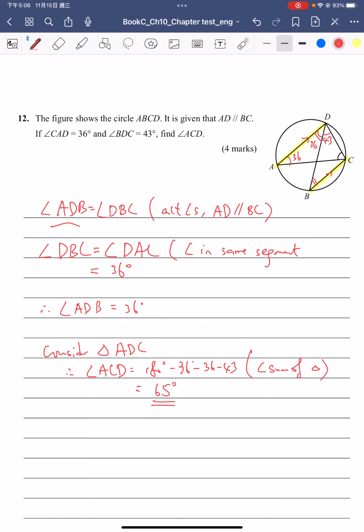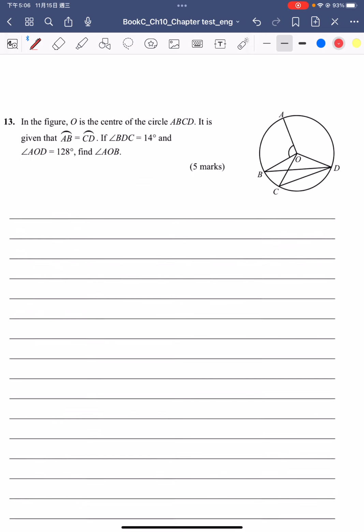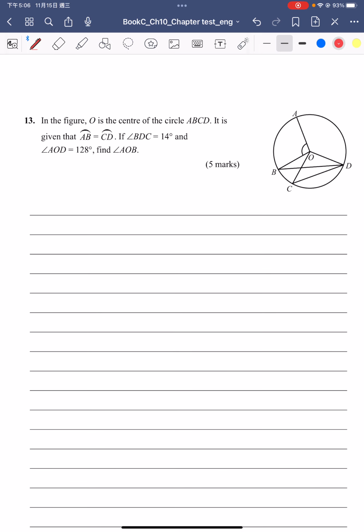Okay, so question 12 is like this. It's not that hard for this one, just think about them one by one. All right, so now we're trying to do question 13. In the figure, O is the center, and it is given that arc AB and arc CD are the same. When the arcs are the same, the angles are the same as well, so we can just write it down.